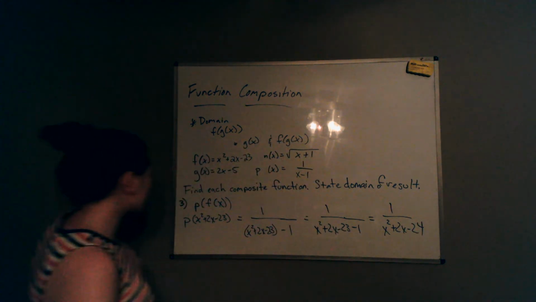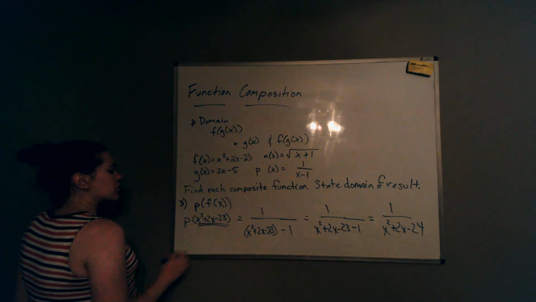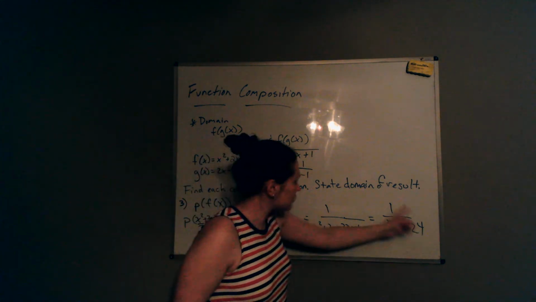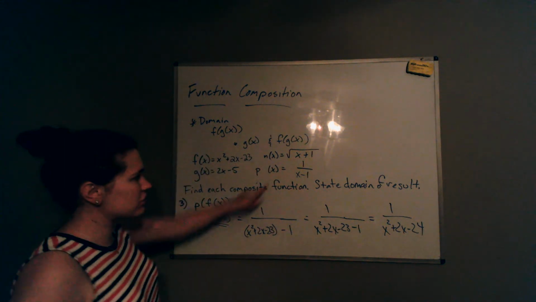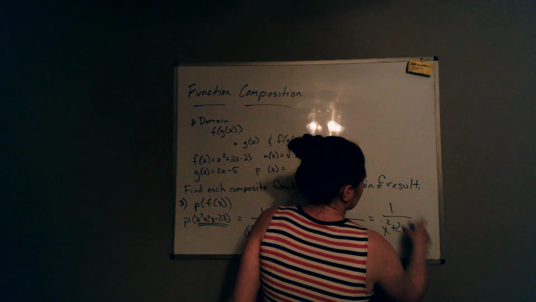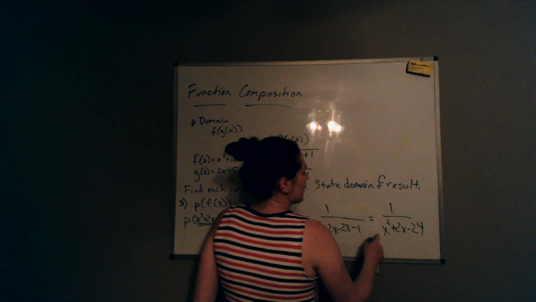And now let's look for domain restrictions. f of x has no domain restrictions. And now let's look at our newly composed function. It does not matter what p's domain restrictions are. So we're going to have some different domain restrictions here, okay? Notice the denominator can't be 0.